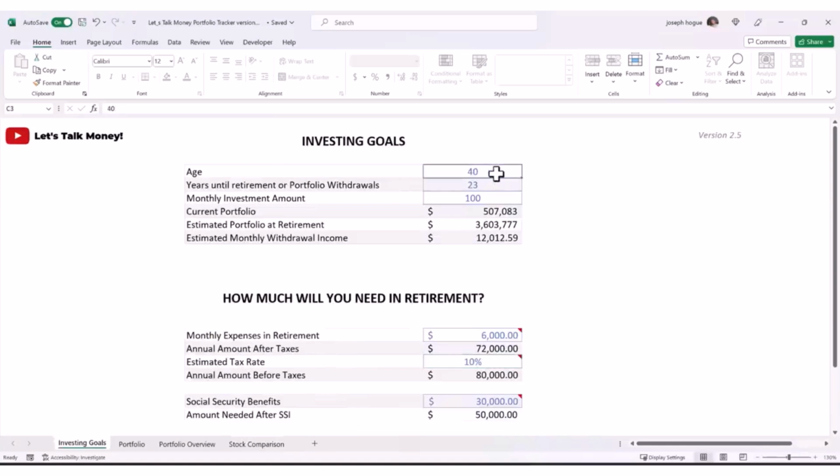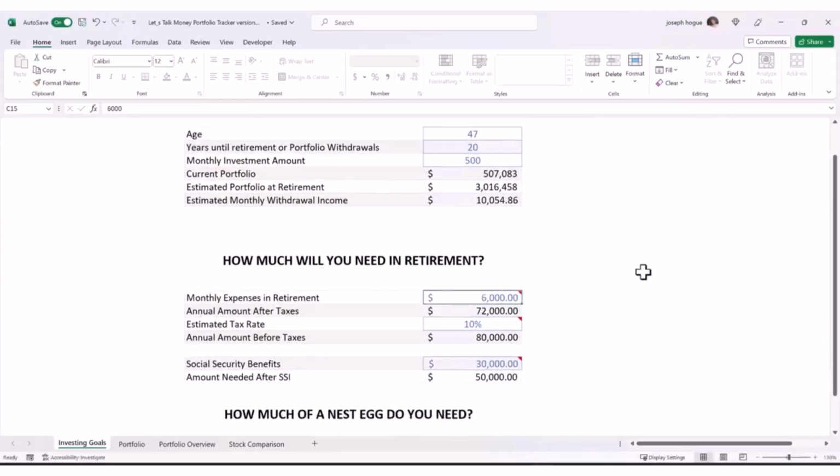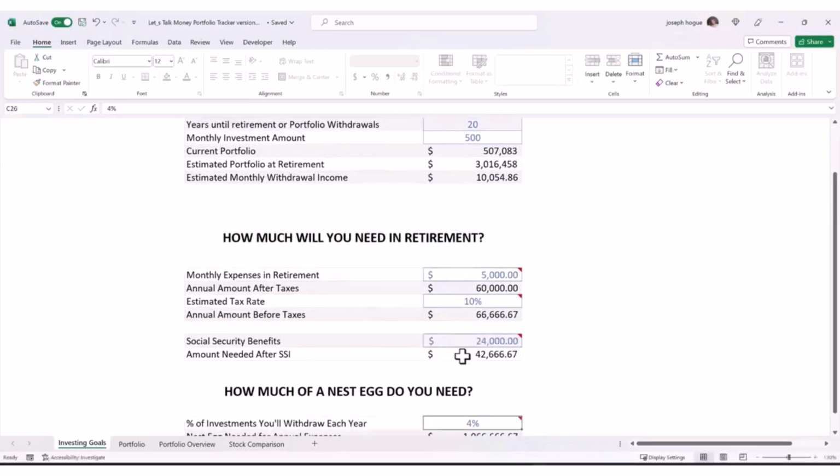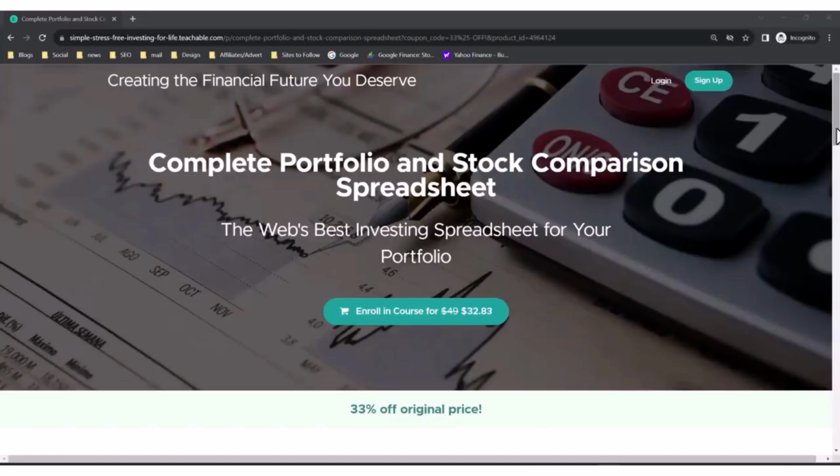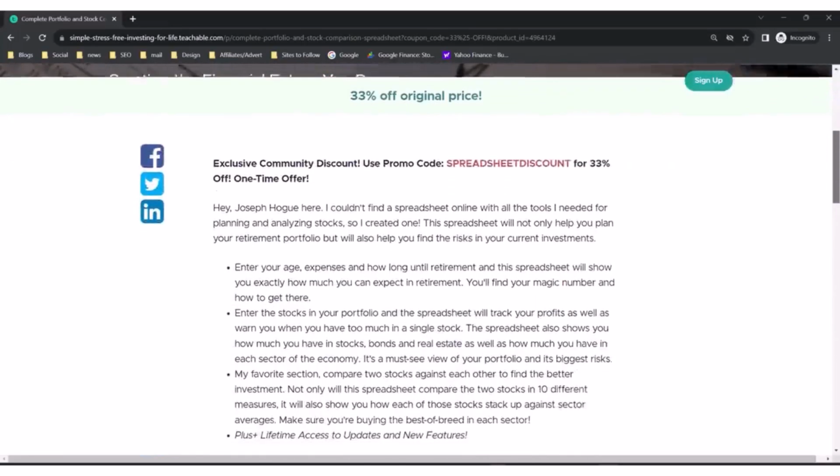Here in the Investing Goals tab, you can put in your age, years until you want to retire, and how much you invest each month. This spreadsheet is going to use your current portfolio, past returns, and how you invest to estimate exactly how much you'll have when retirement comes around. It's also here going to show you how much you'll need to live well.